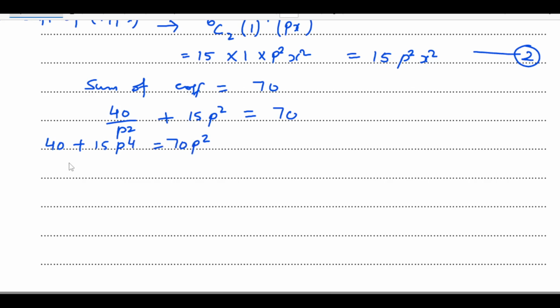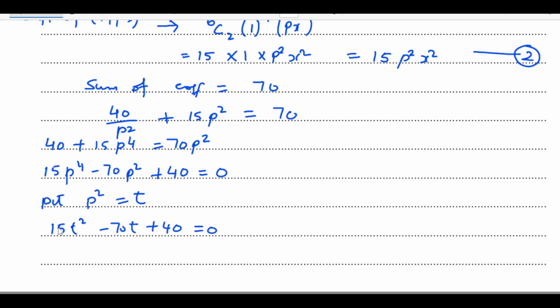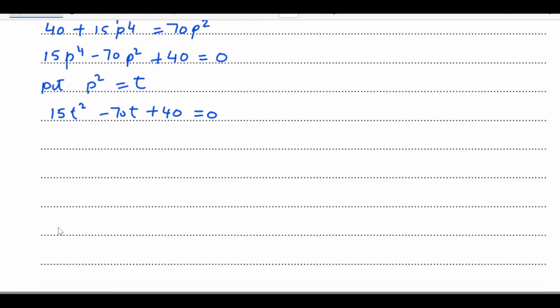Rearrange, so this will become 15p^4 minus 70p^2 plus 40 is equal to 0. So now put p^2 equal to t. So this is going to be 15t^2 minus 70t plus 40 is equal to 0. Now we are going to solve this for t. I will just use the quadratic formula directly, but wait, I think we can divide it by 5 to simplify.